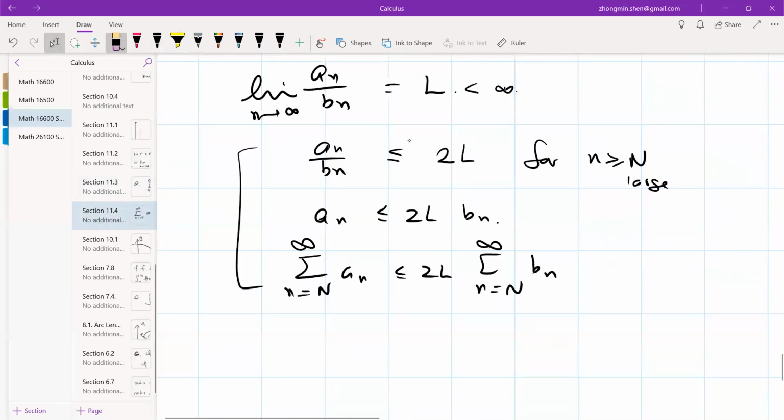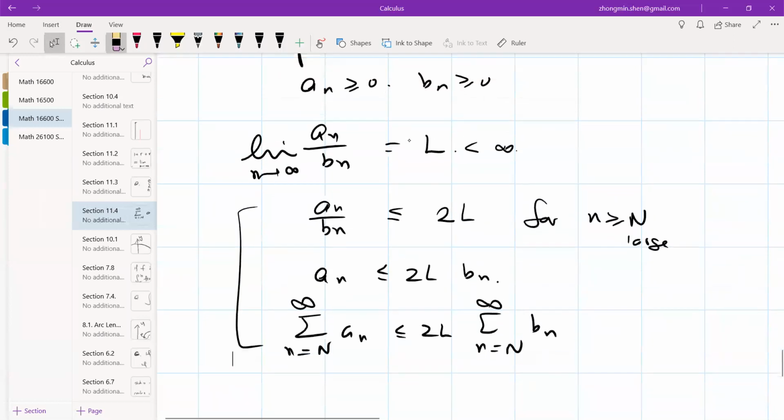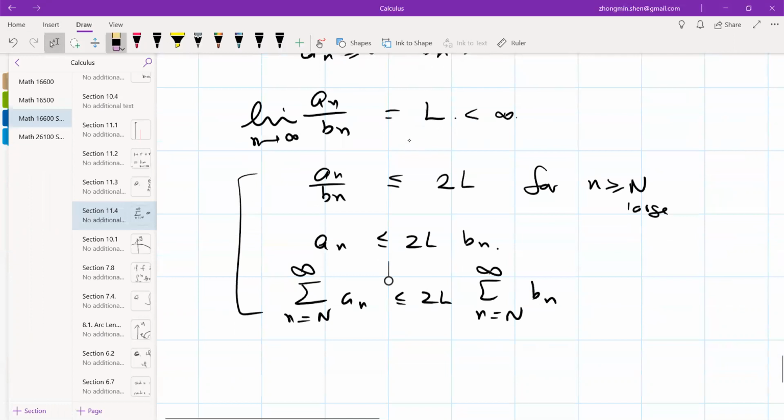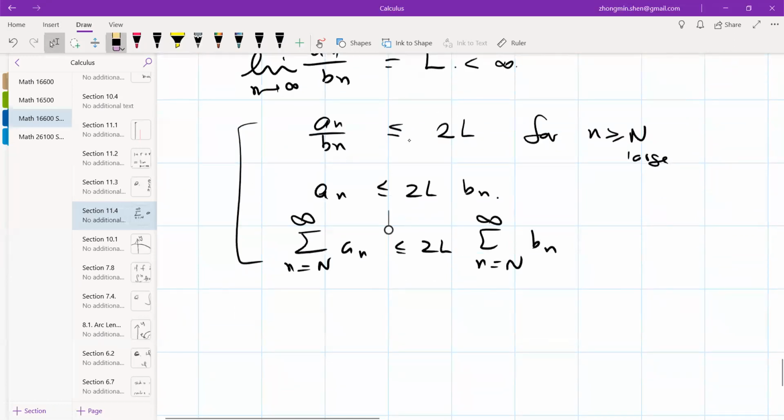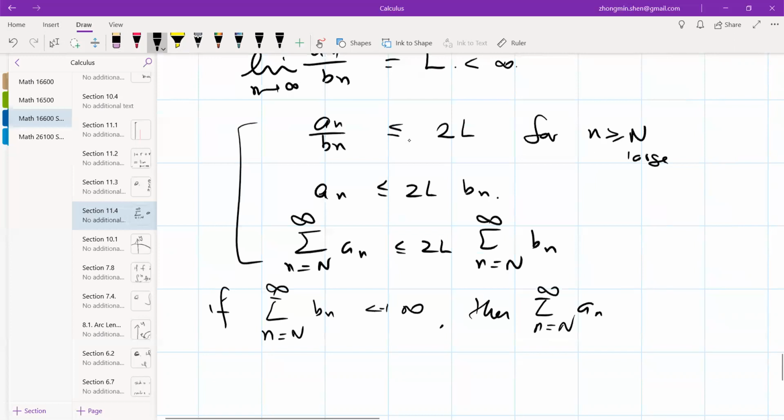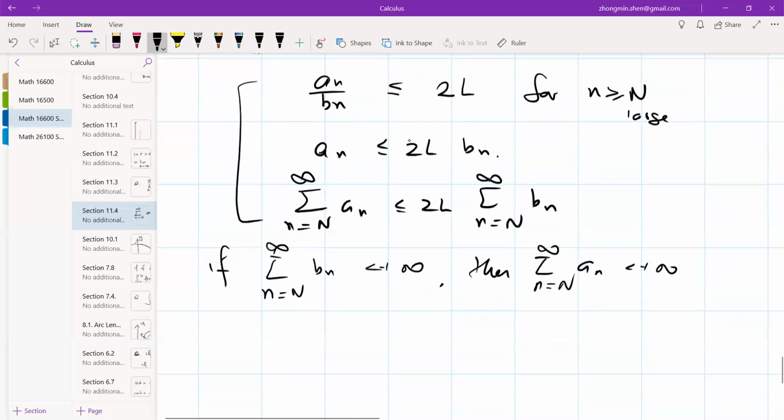So you find the simple b_n. You take the limit, and the limit is L. Then you get a_n controlled by b_n. So if this is finite, then you also get this one finite because of the above estimate. Okay, so that's the argument.